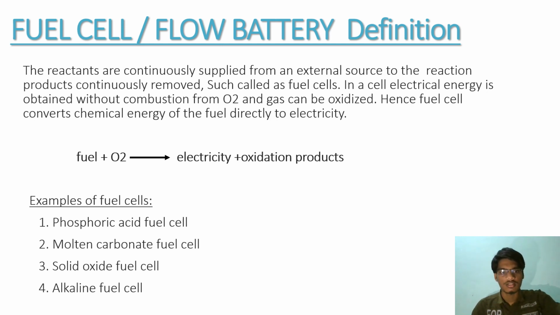Fuel plus oxygen, these are the reactants, gives electricity plus oxidation products. These are the products. Some examples of fuel cells are: first, phosphoric acid fuel cell; second, molten carbonate fuel cell; third, solid oxide fuel cell; fourth, alkaline fuel cell. If you want information about these examples, you can browse it.